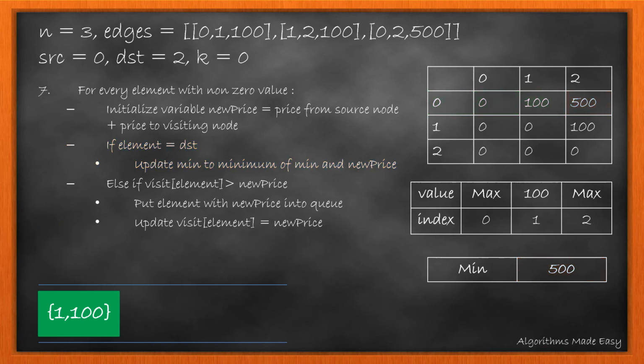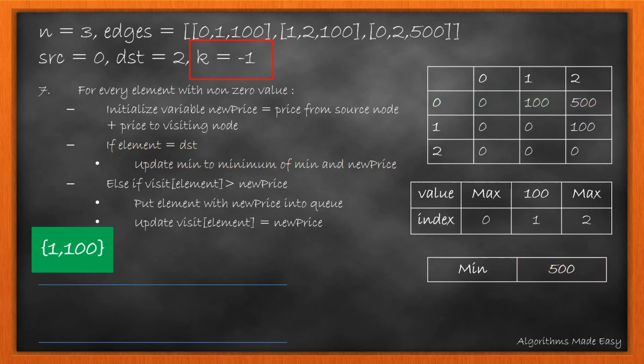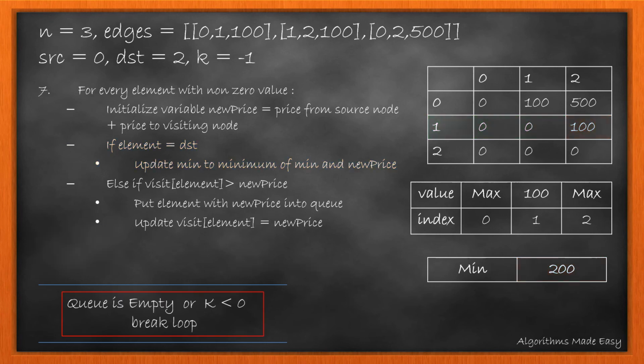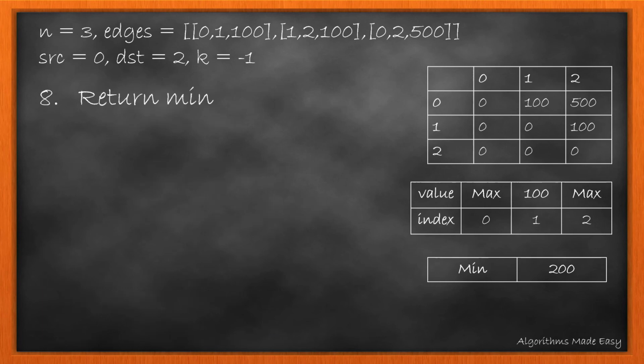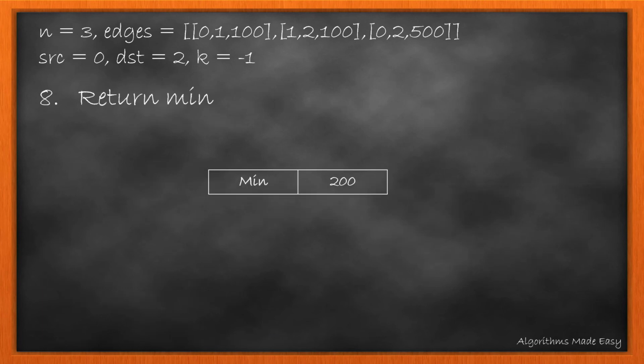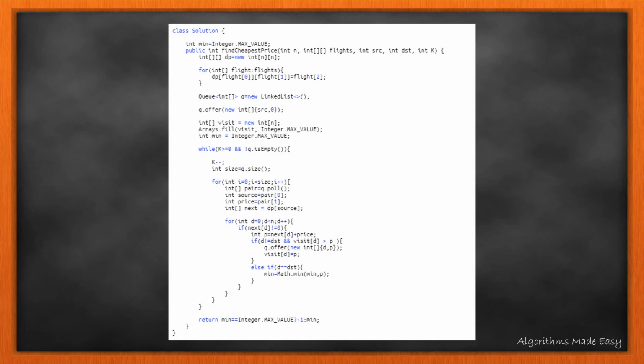As this iteration is complete, we will again pop the first element and decrement k. Now we'll check for all the cities reachable from 1. As 2 is reachable, we initialize new price. Now as the city is the same as the destination, we update the min. Now we check if the queue is empty or k is less than 0. As the queue is empty, we break the loop and return the min, in this case 200. Here's the code snippet. Also, check out the link to the Java code in the description below.